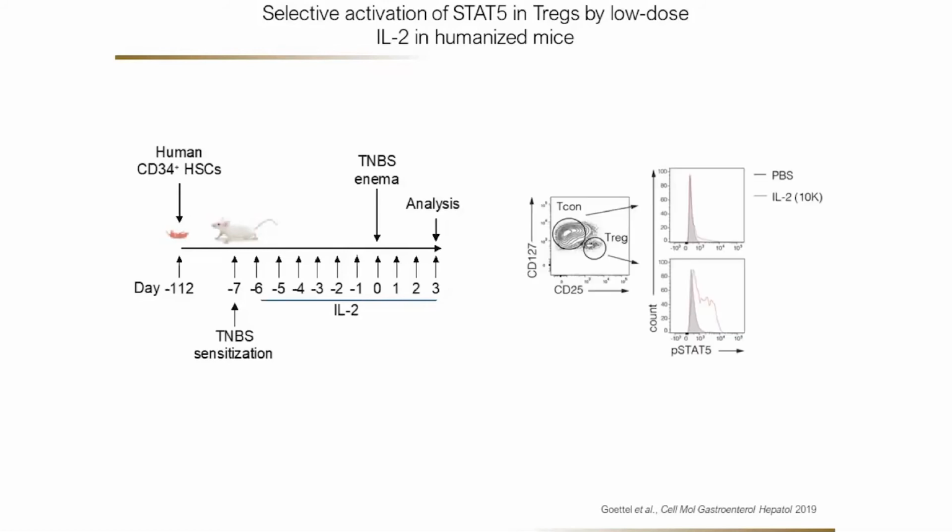And so again, if we pull Tregs out of these animals, just like we saw for the PBMCs, we see a selective activation of STAT5, specifically in the Treg population compared to the conventional T cells. So everything looks good there.